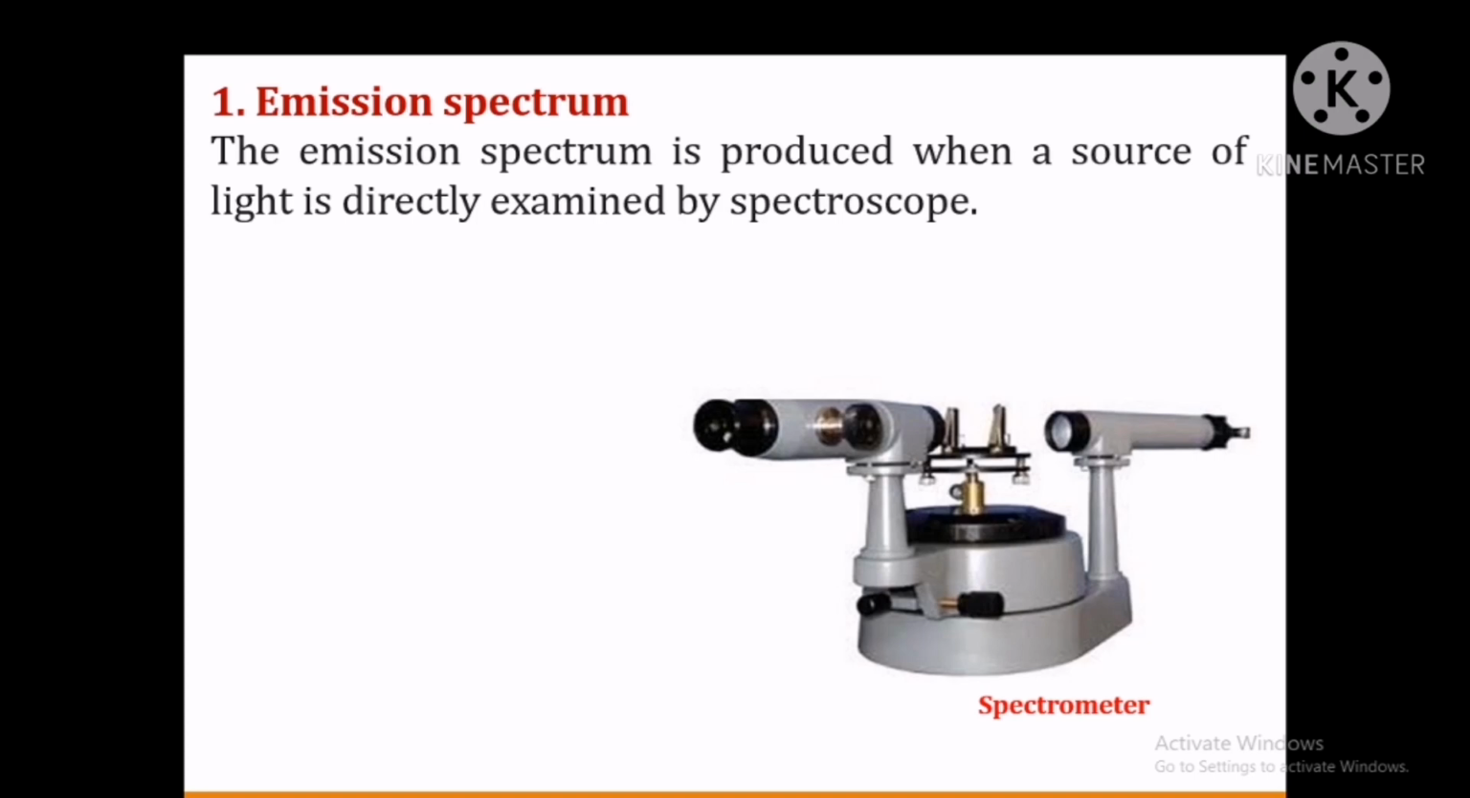What is emission spectrum? The emission spectrum is produced when a source of light is directly examined by the spectroscope. For example, a hydrogen discharge tube emits radiation, and this spectrum can be observed by using the spectroscope. So this spectra is called emission spectra, emitted by the source of light.